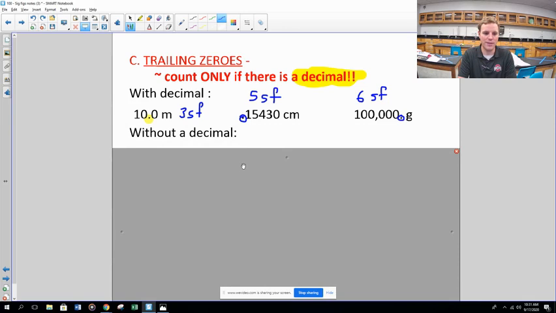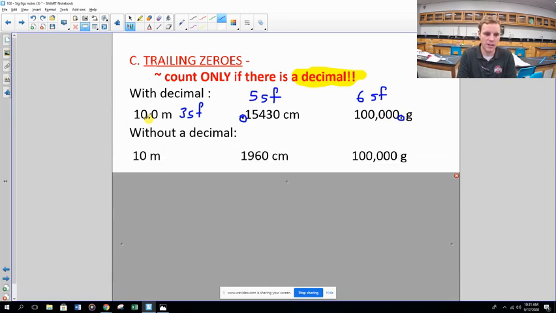Now, what if we don't have a decimal? So instead of 10.0, we just have 10. This is a trailing zero, but there's no decimal anywhere in this value. So we're left sitting here wondering, was it more like 9 or 11 meters? Did you just call it 10 because you rounded? Did you actually measure that zero? We don't really know, so we have to assume the worst, that they just rounded. So there's 1 significant figure, and it's that 1 up in front. That trailing 0 doesn't count because there's no decimal.